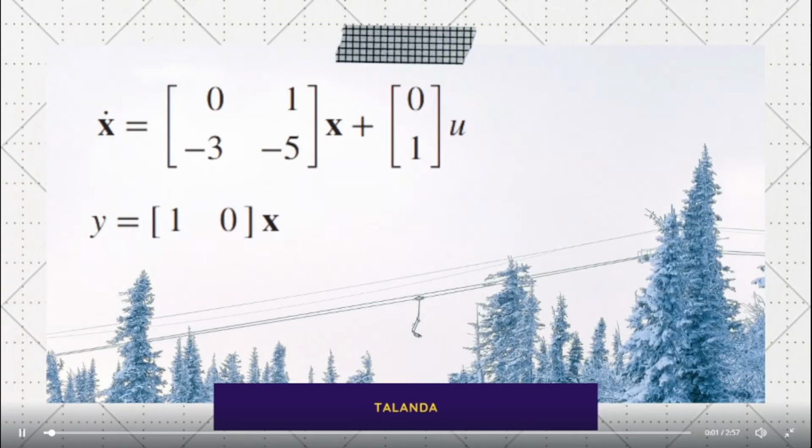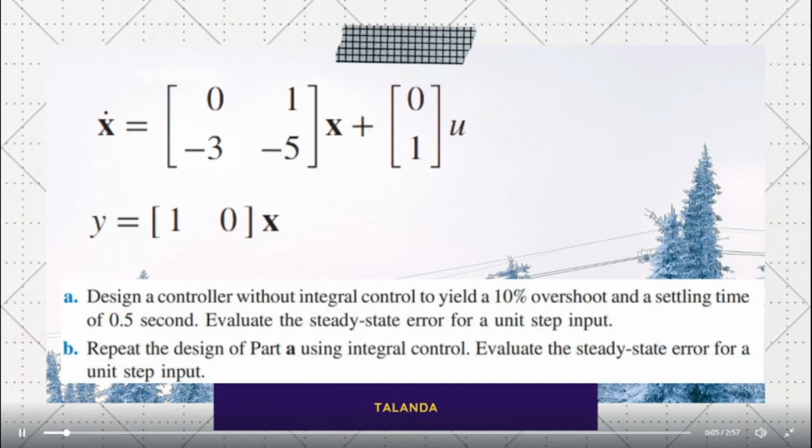To understand things well, let's have an example. Consider the plant of equations shown. First, part A: design a controller without integral control to yield a 10% overshoot and a settling time of 0.5 seconds. Evaluate the steady state error for a unit step input. Second, part B: repeat the design of part A using integral control. Evaluate the steady state error for a unit step input.